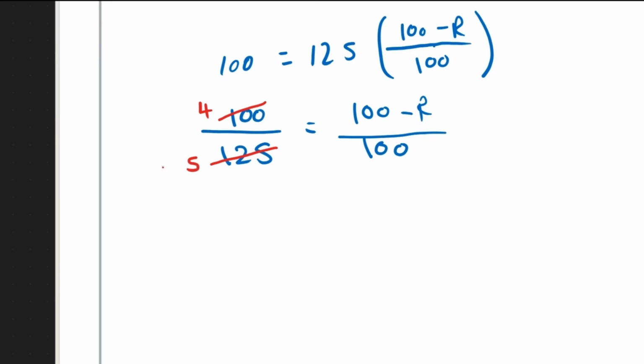So now we can carry on by moving around the equation. The 100, the bottom of the fraction, we can bring it over to the other side as a times. As you know, if it's divided, it goes to the other side as times. That means 100 times 4 is 400 divided by 5 equals 100 take away R.